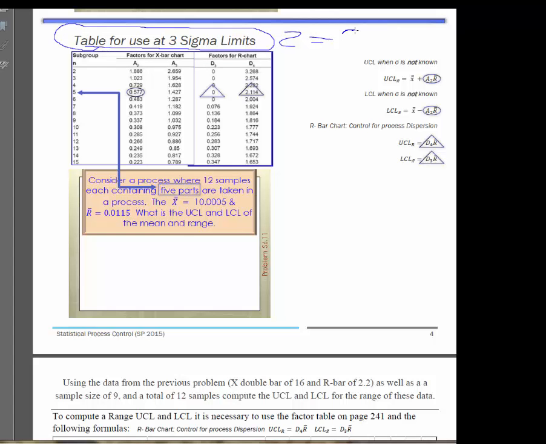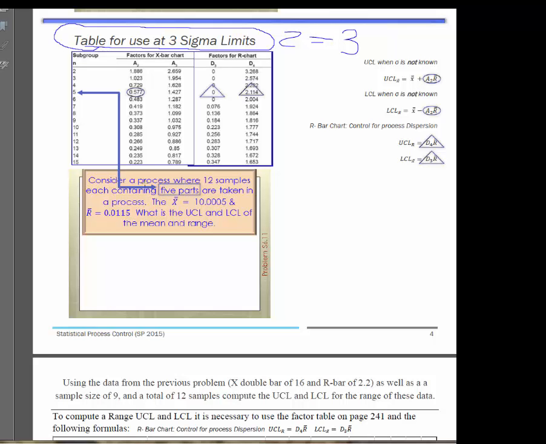I can't write too well with this mouse, but doing the best I can. So when z is equal to 3, then and only then can we use this table. So what we have down here is slightly different formulas that include, of course, these factors. So if we wanted to compute the upper control limit for x, we would need the A2 factor and R bar. And we need x double bar.